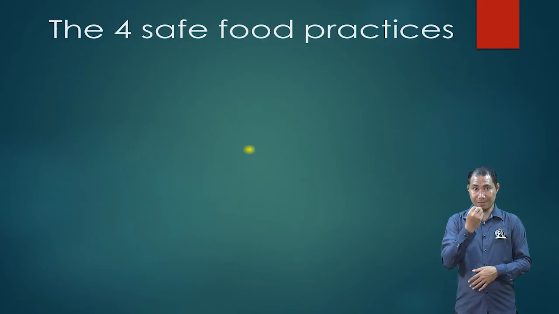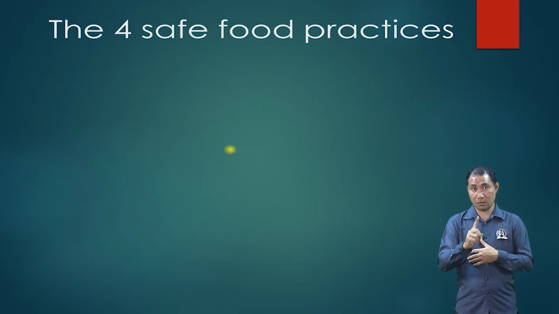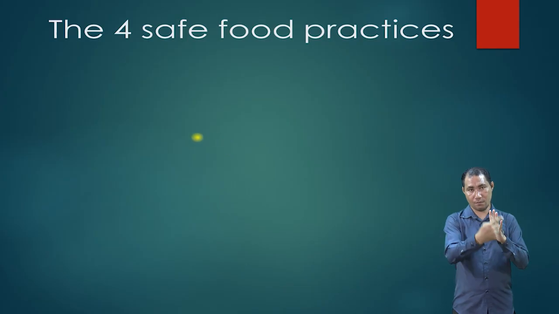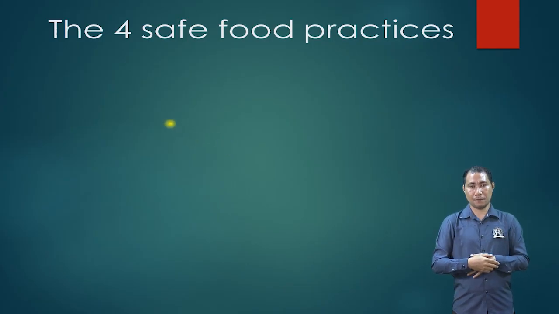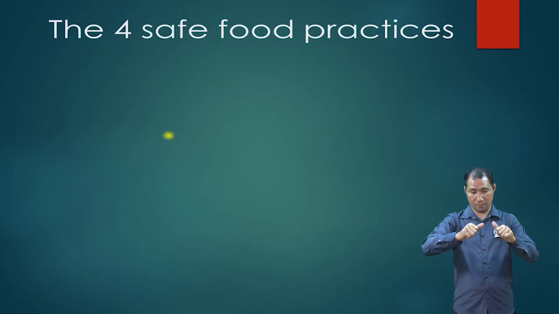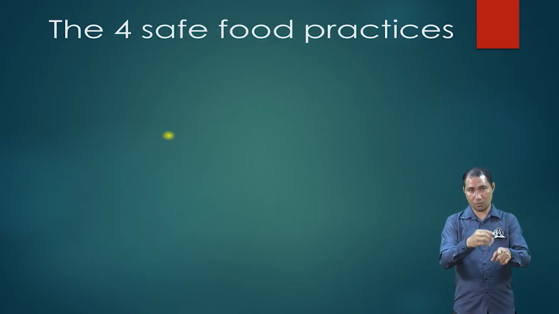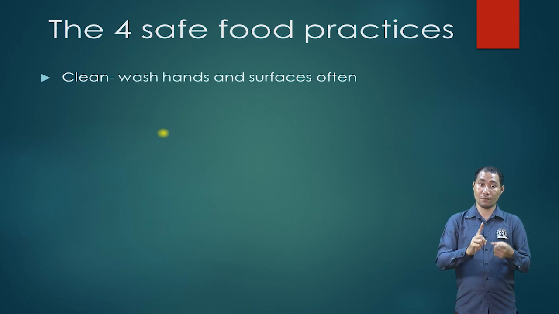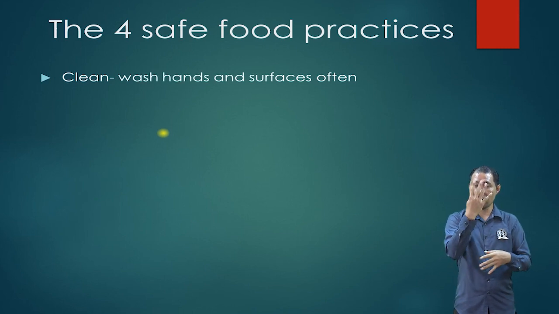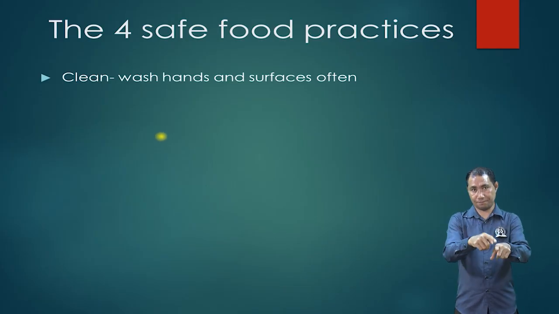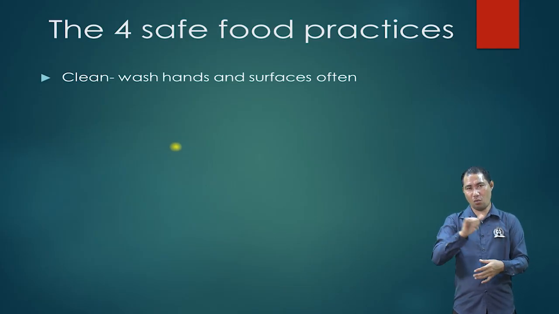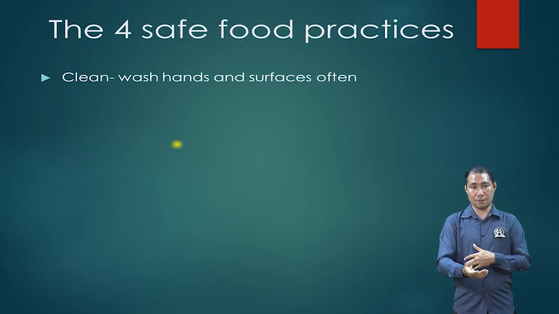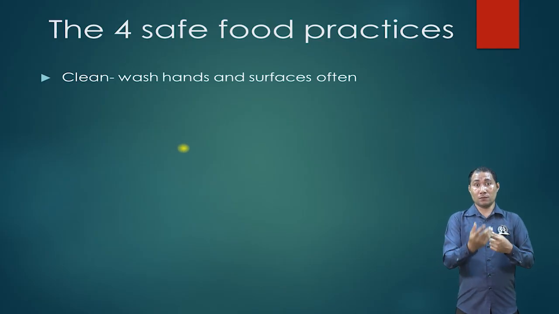For safe food practices, we should consider the following. In every step of food preparation, we all have to follow some steps to keep food safe. Here are some of the steps. I have given 4 steps so that you can follow food safety or safe food practices. The first one is clean.